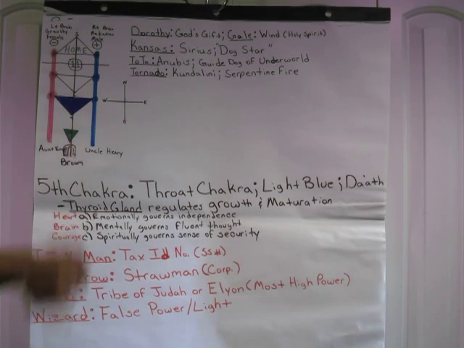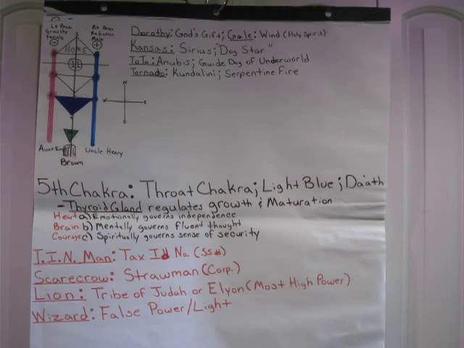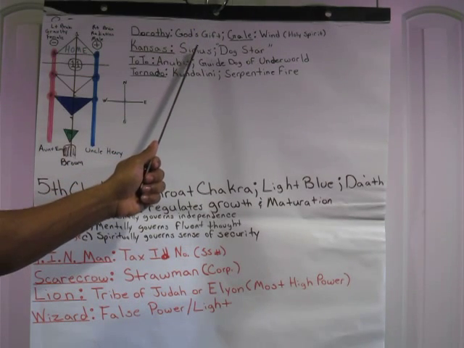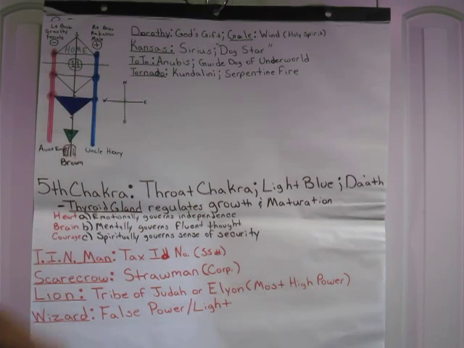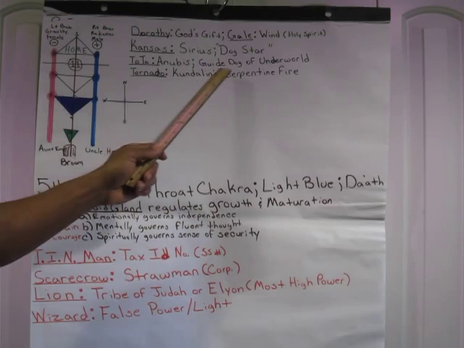Kansas is the central state of the United States of America. If you Google Lebanon, Kansas, they're going to tell you it's pretty much the center of USA. Sirius is known as the dog star. So if you look at the Sirius logo, it's always a dog with a star in it as an eye. Alright? Toto represents that dog, or Anubis. Anubis is the guide dog of the underworld.